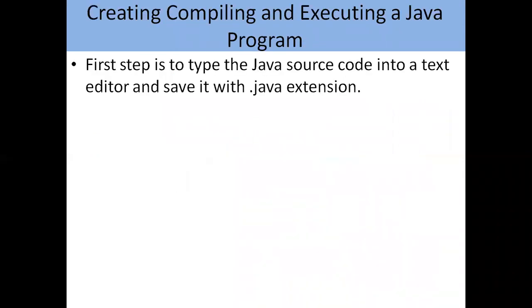Let us see how to create and execute a program in Java. The first step is to type the Java source code in a text editor. You can use anything, either Notepad or Notepad++, your wish, and save it with the .java extension. It is better if you provide the class name as the file name.